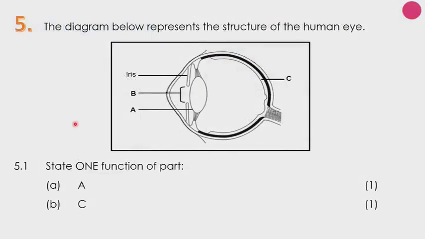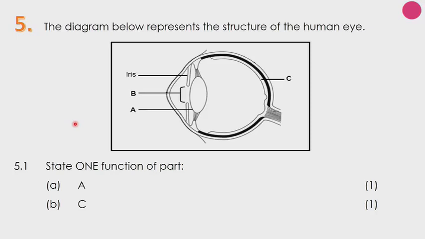Let's look at an example of an exam question where they give you a picture of the human eye, and the first thing they want you to do is to give a function of the different parts A and C. So first look at the diagram, and let's try to identify what we have been given. So we can see that there are 3 labels. Iris has been provided. B shows me the gap in between the 2 sections of the iris, so that's the pupil. A then represents the lens, and C is indicating the retina.